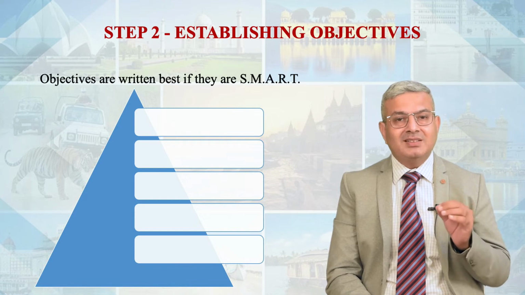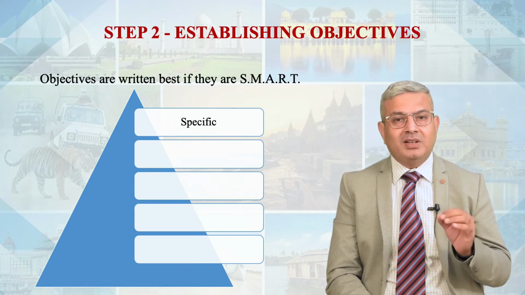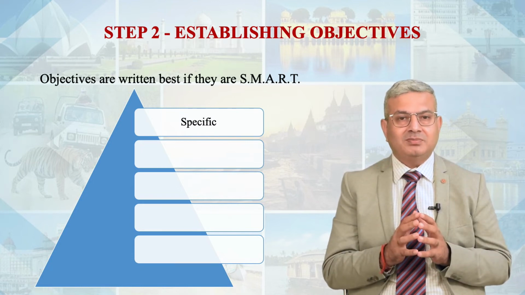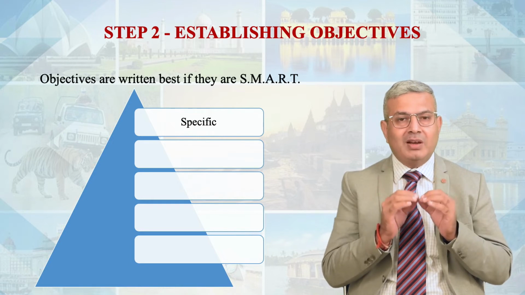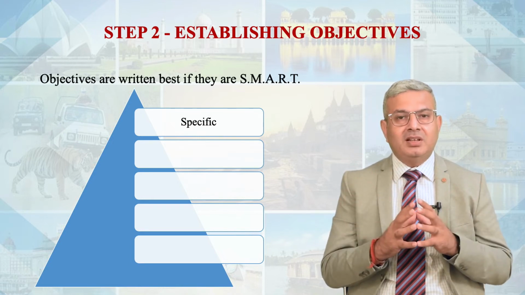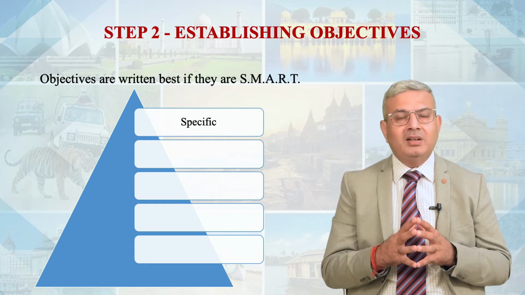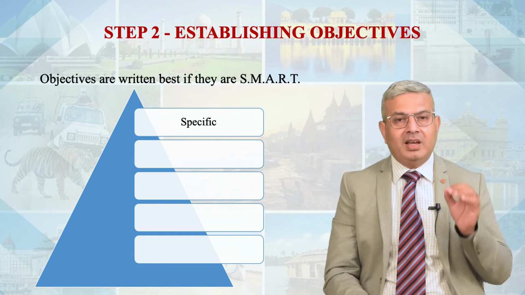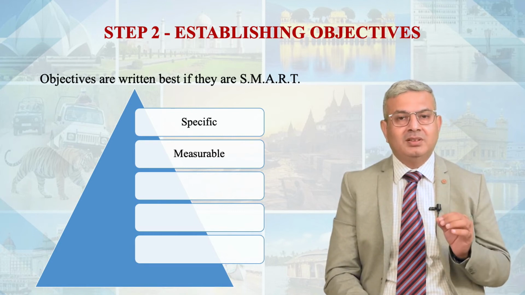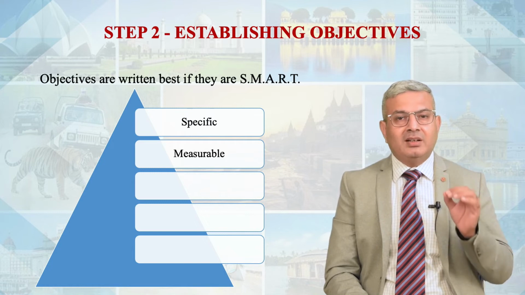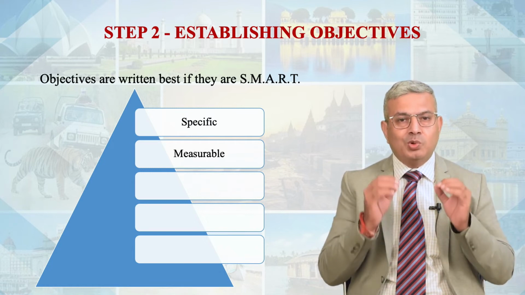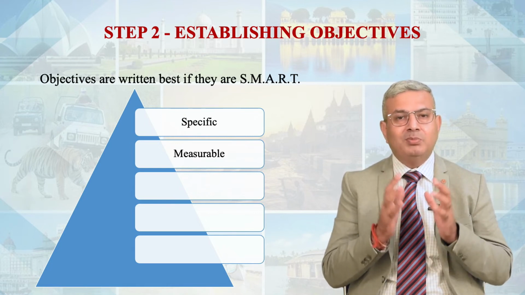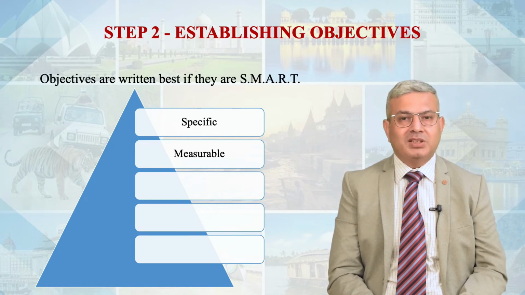Here the letter S stands for specific, that the objectives should always be very specific, because if you have very vague objectives, the team which is given the task to implement it will never be sure about what is to be achieved. M here stands for measurable. Always remember that it should be made possible to quantify what is to be achieved. So measurability becomes a very important aspect of SMART objectives.